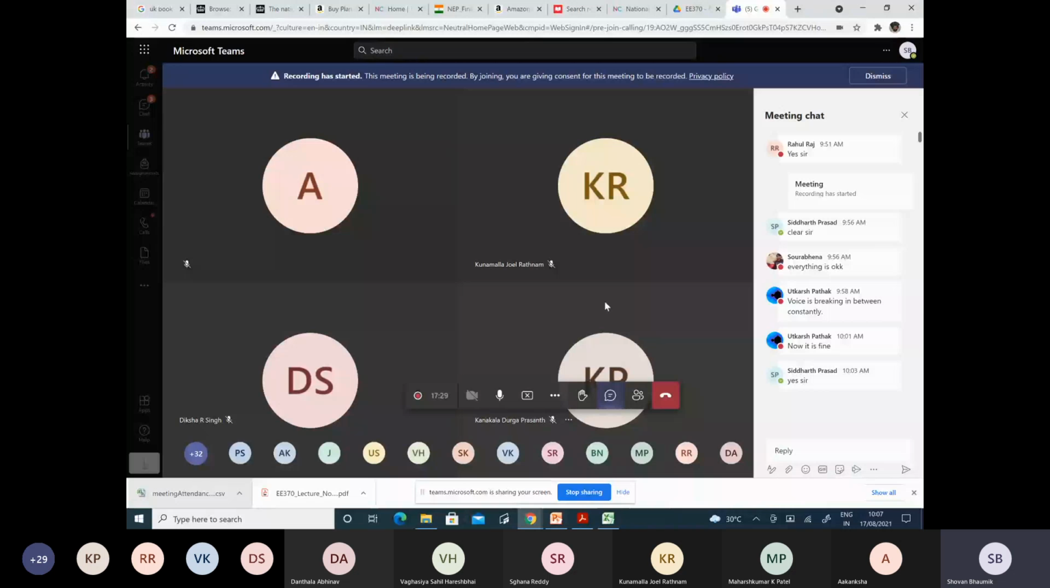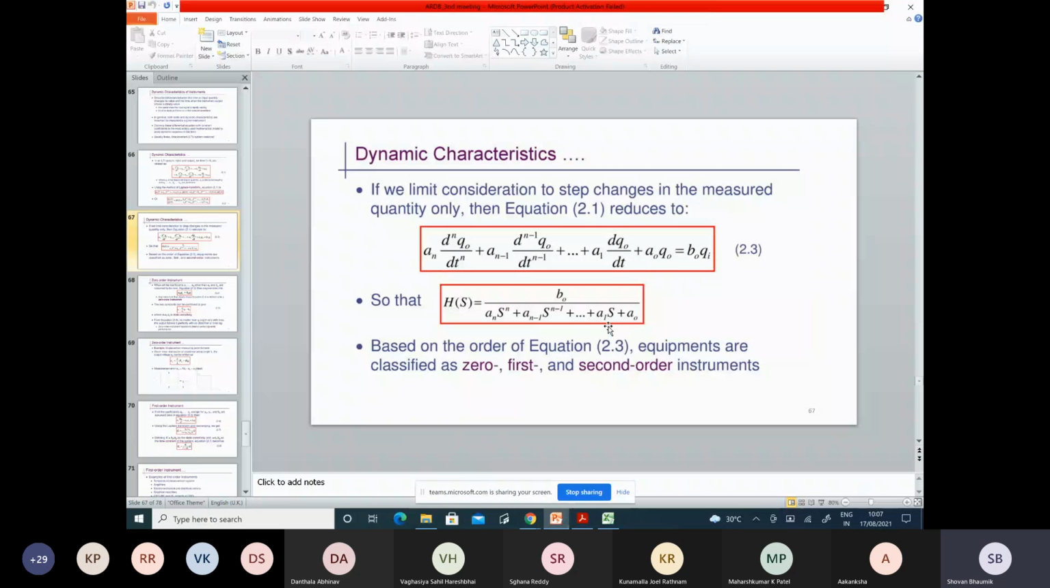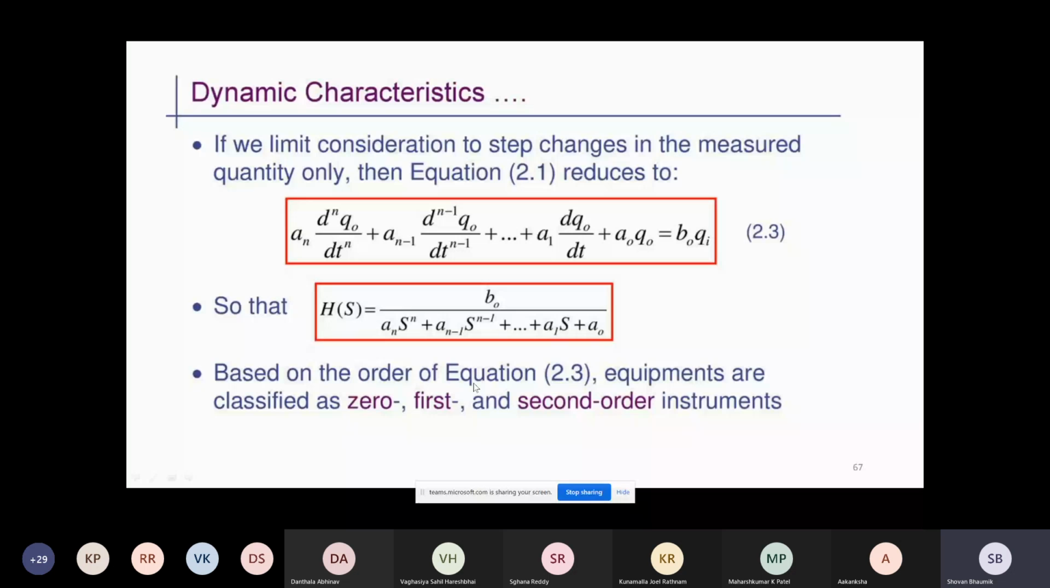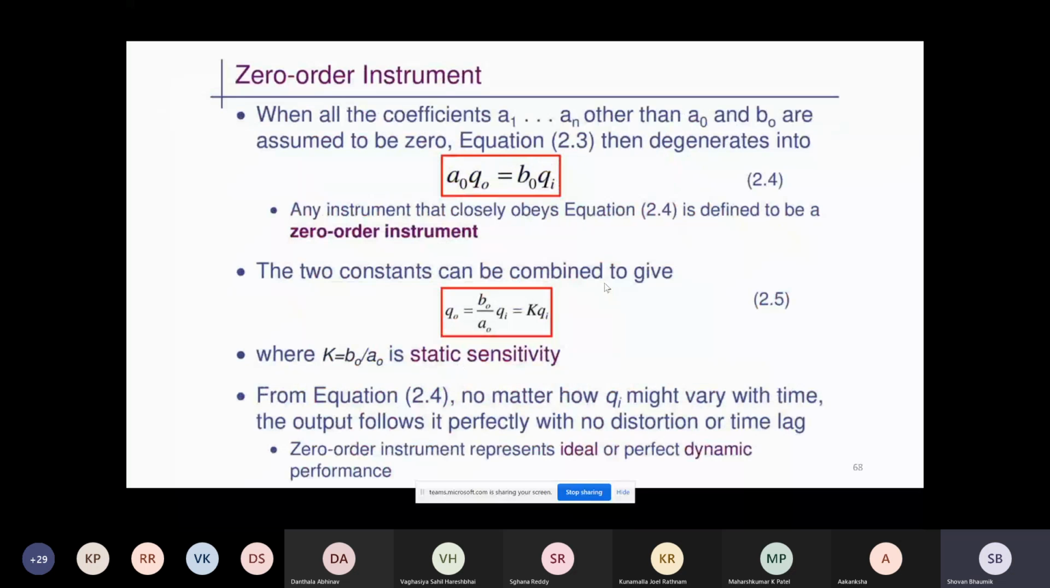Okay, now let's come to the slides. So here we have a zero order instrument, a first order instrument, and a second order instrument. How will they look? For the time being, if it is a zero order instrument, n will be 0, so we have a0 s to the power 0, which is a0. So what will be our H(s) for a zeroth order instrument? In such case, it will be b0 by a0.